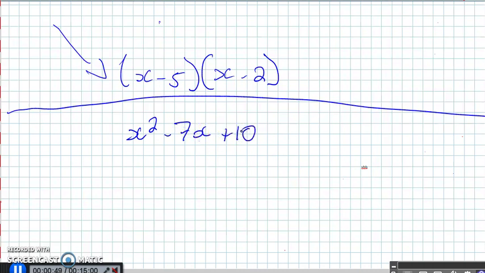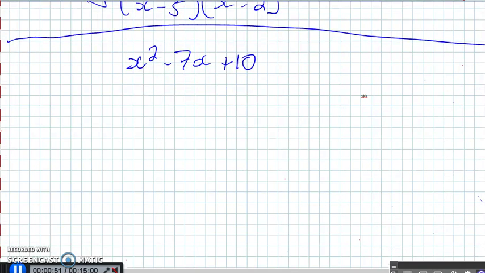Now you find the factors of x squared, and that's x and x. You find the factors of 10. And so there's 1 and 10, and there's 2 and 5. This one's easier because there's only 2 factors for 10.